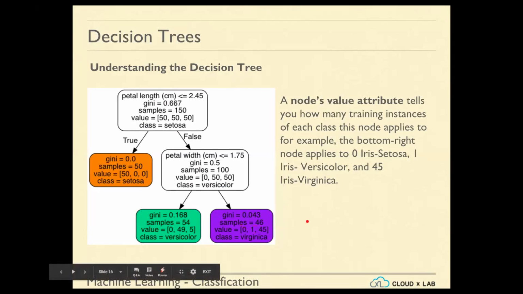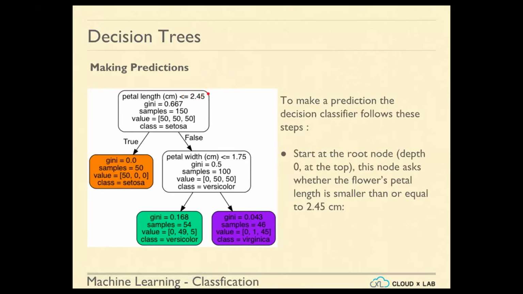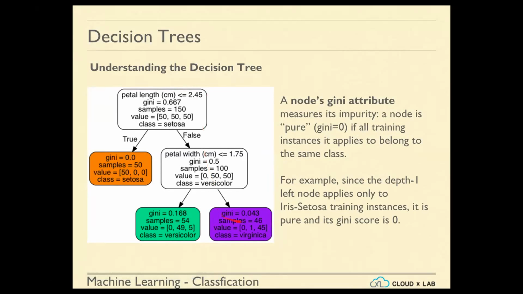So Gini value is an indicator. We'll talk about Gini soon enough. Gini is kind of a confidence label. The node's Gini attribute measures its impurity. A node is pure if Gini is 0, if all training instances it applies to belong to the same class. For example, at depth 1, you can see the places where it's very clear, then the Gini is really low.